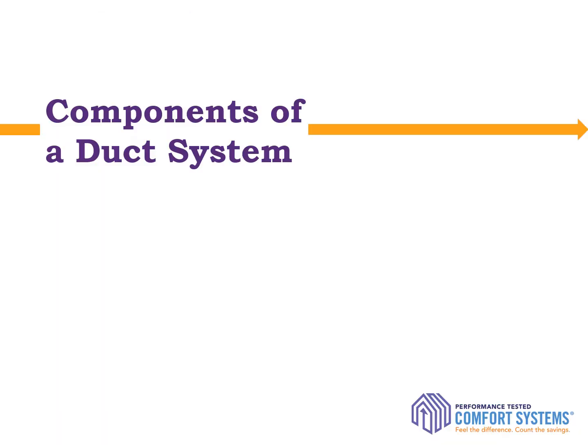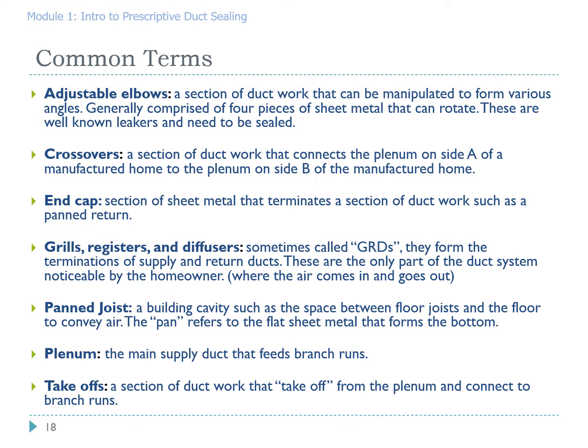Next, we're going to move to the components of a duct system. This is necessary because, well, let's face it, in our industry, the same thing can have different names, and if we all use the same language, our communication will be clear. These are some common terms that are used in our industry.